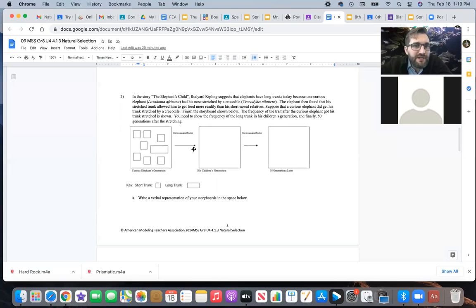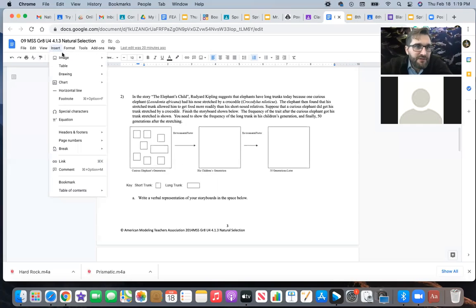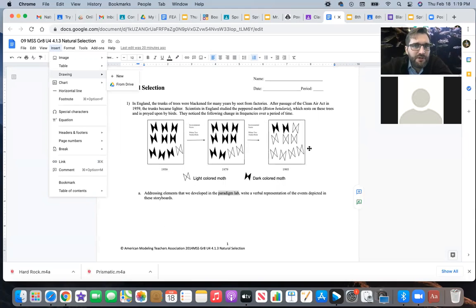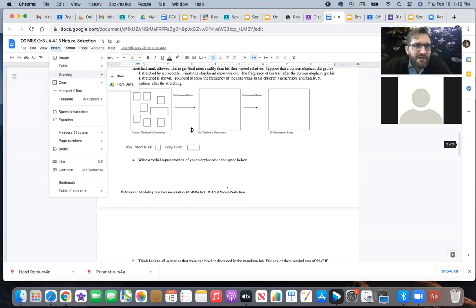In order to do this, you're going to have to use the insert, drawing, and new button because it's asking you to actually draw out what you think this 3-box storyboard is going to look like, and maybe refer up here to this 3-box storyboard. It's wanting to know what's going to happen over time. So you're going to have to actually create a drawing here.